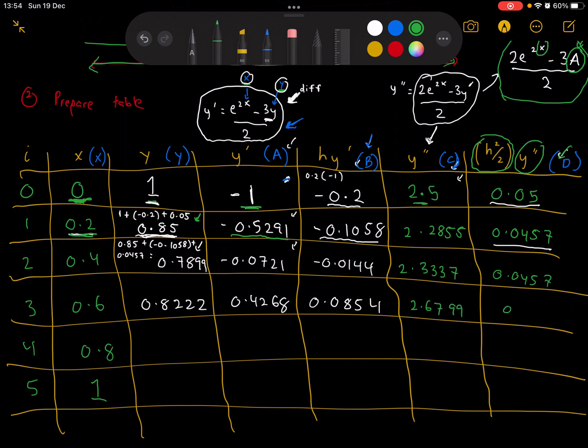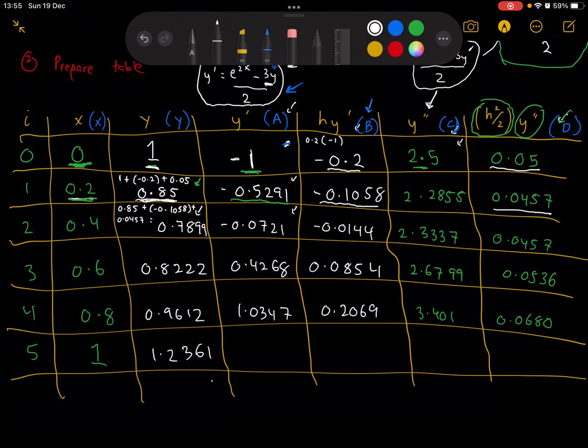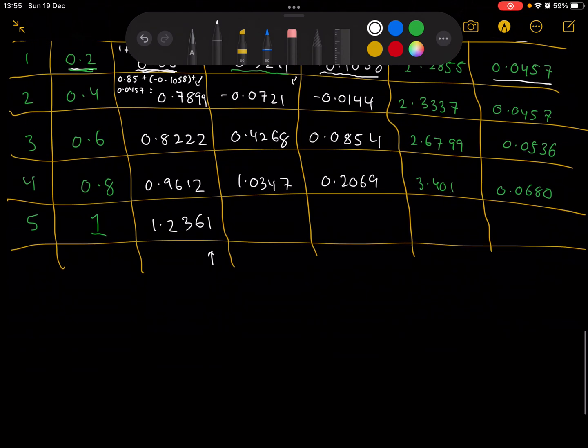2.6799, 0.0536, 0.9612, 1.0347, 0.2069, 3.401, 0.0680, and then the value that we're going to find is 1.2361. Okay, so this is the answer if we use Taylor's method.